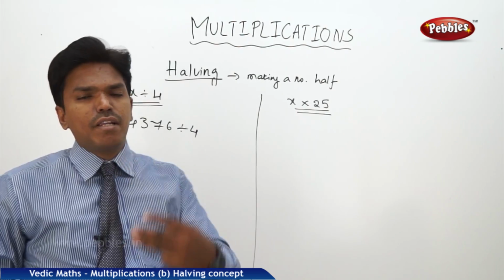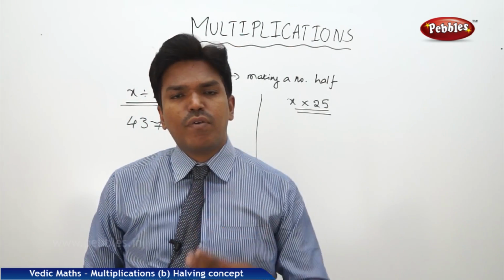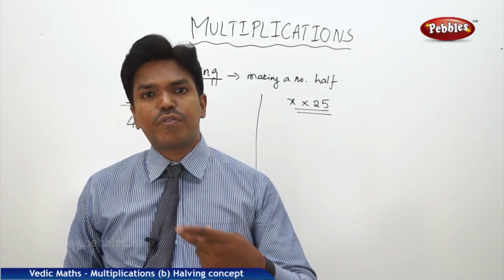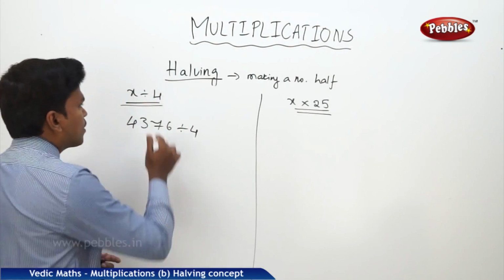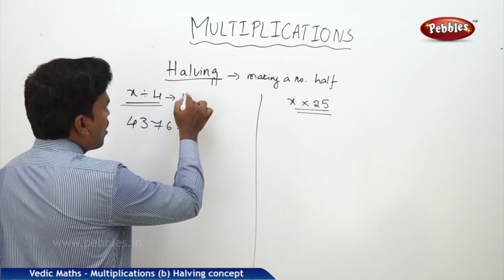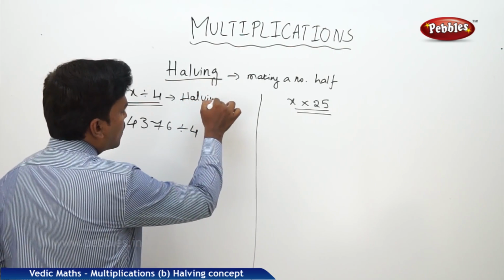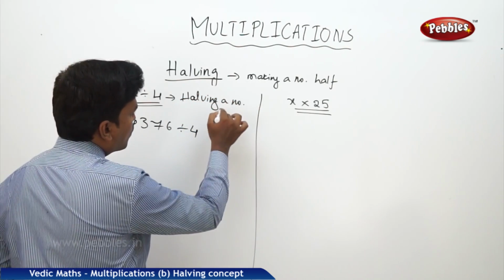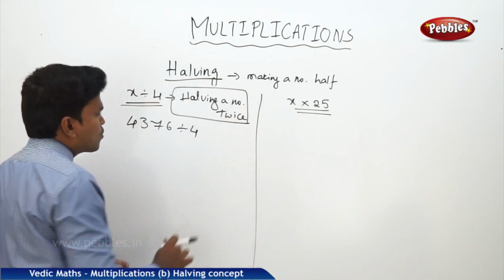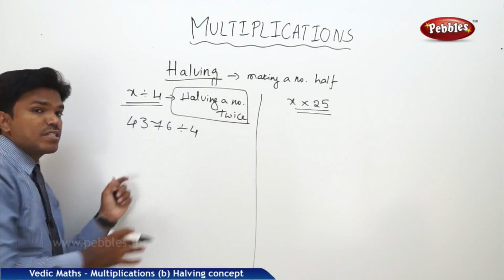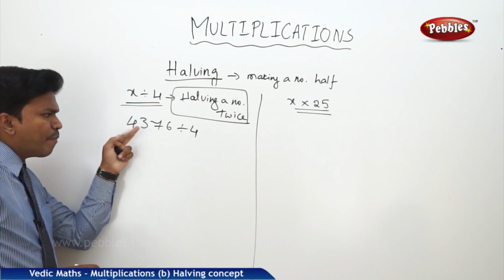Whenever you want to divide any number by 4, division by 4 is nothing but making it half 2 times. Yes or no? Yes. So that's what we are going to do here. Division by 4 is nothing but halving a number twice. So first, see the given number. What is the given number? 4376. Make it a half.